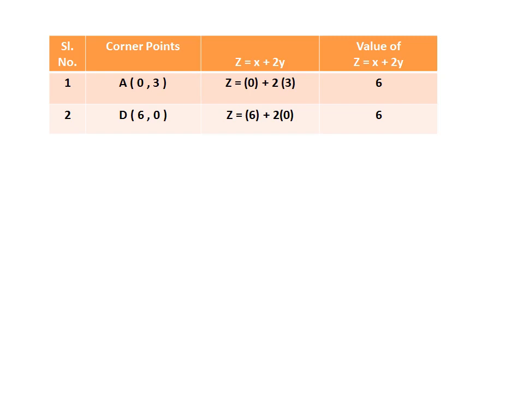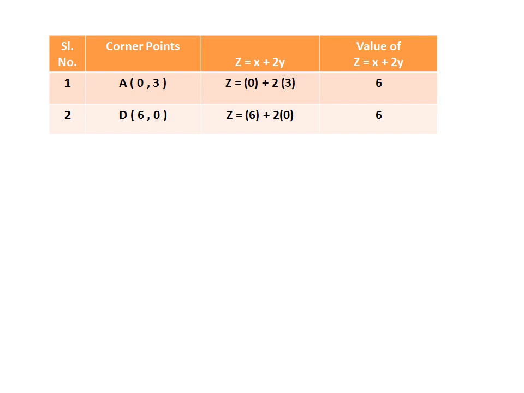Now in the table you can see in the first part, that is point A is taken as 0, 3, where 0 is the x value, 3 is the y value. We substitute that in z. So z becomes 0 plus 2 into 3, that is 6. So the z value is 6. In the second case, where D is the corner point, it is 6, 0. We substitute that in the equation z, that is z is equal to 6 plus 2 into 0, where 6 is the x value and 0 is the y value. We get the final answer again as 6.